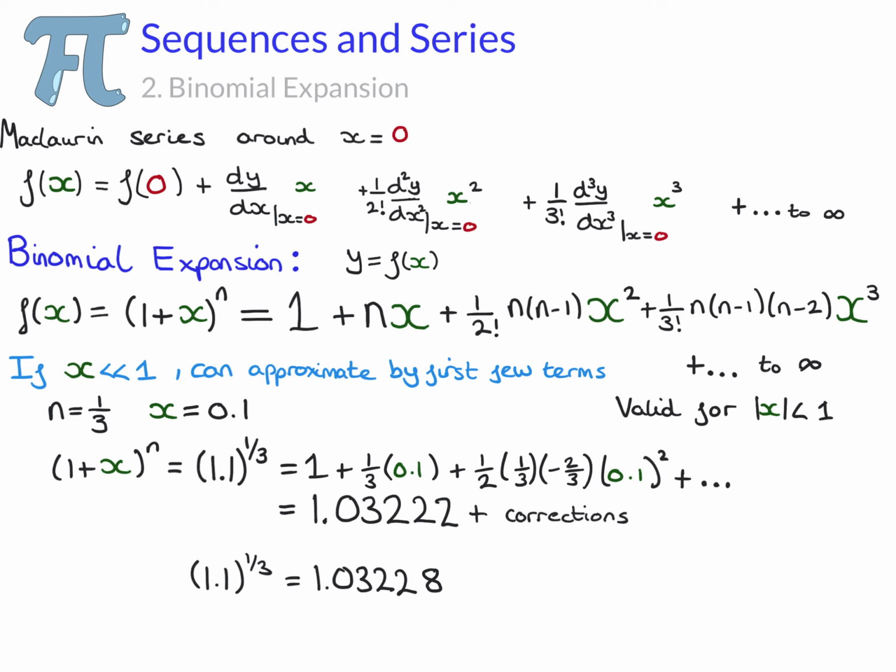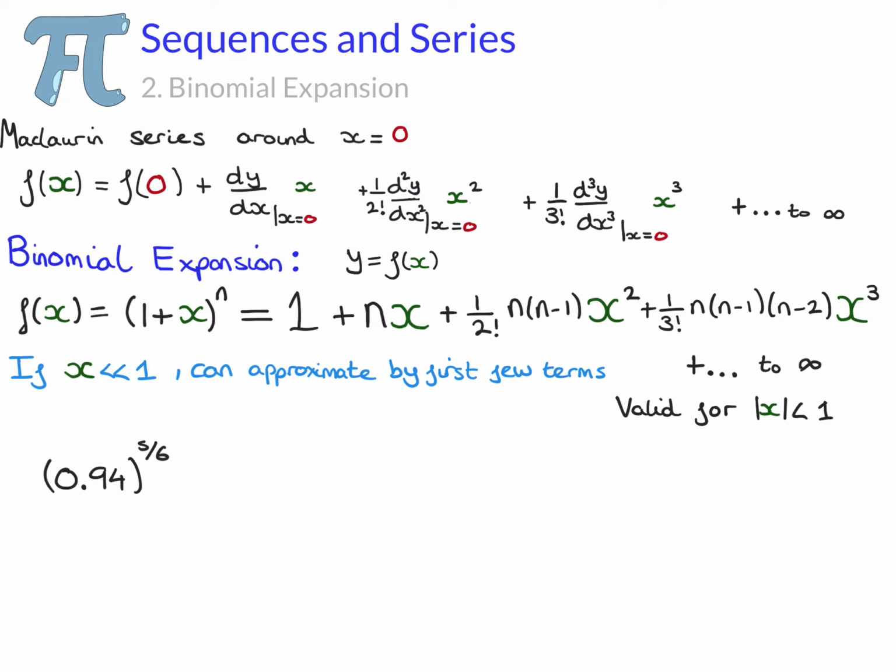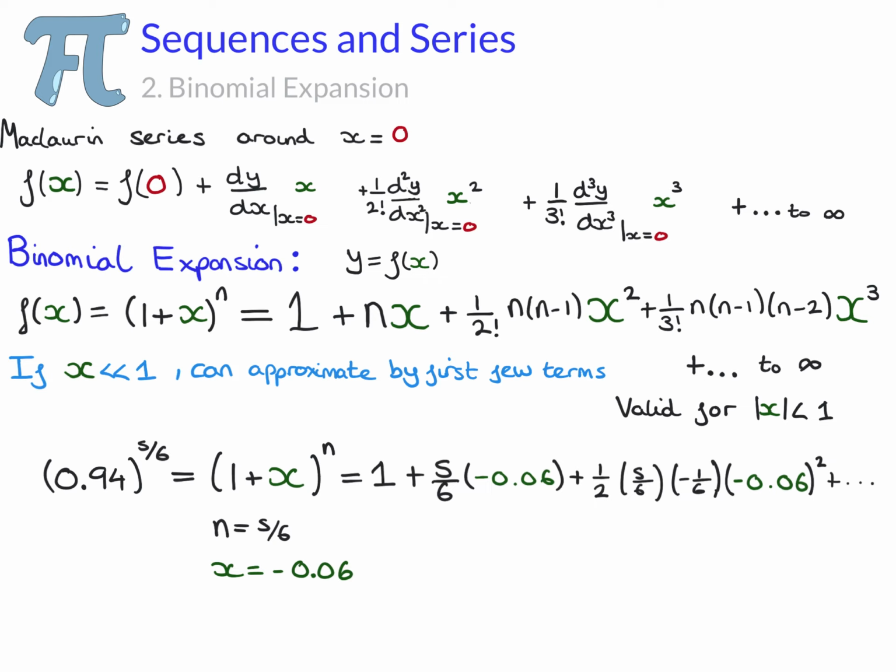This is a way of estimating the powers of any number close to 1. For example, to estimate the value of 0.94 to the power of 5/6, you must only set n to 5/6 and x to negative 0.06 and use a few terms in this binomial expansion.